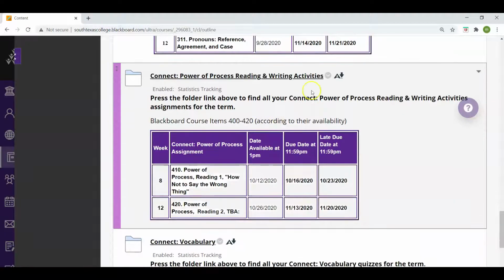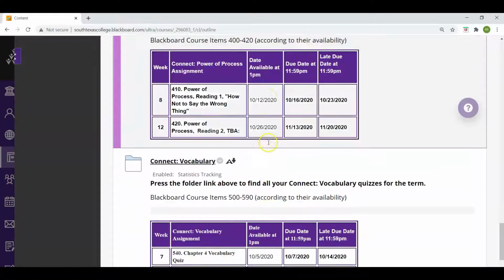And then now this right here, even though it's 3rd on the list, these assignments, Power of Process, I will make one of them available next week. And so there will be a tutorial explaining to you how to do those, okay? So hold on for those. Don't worry about those. Those are not available yet.